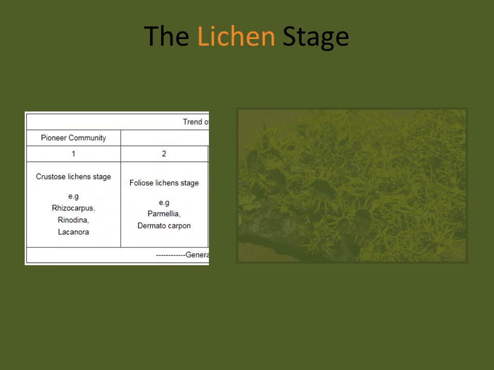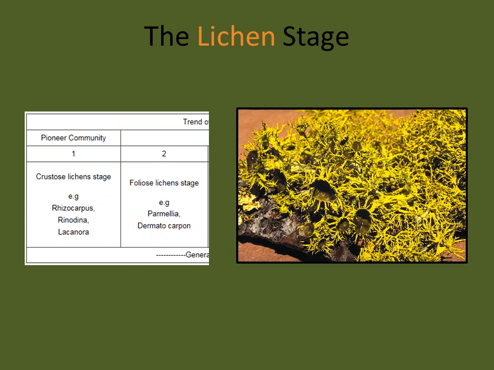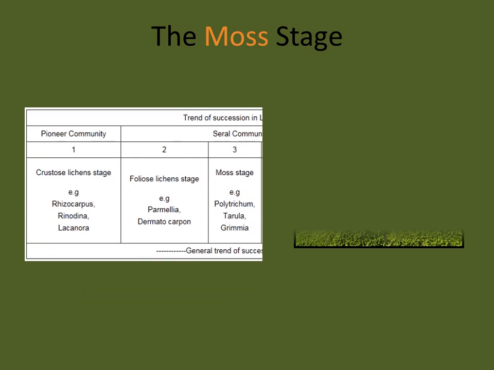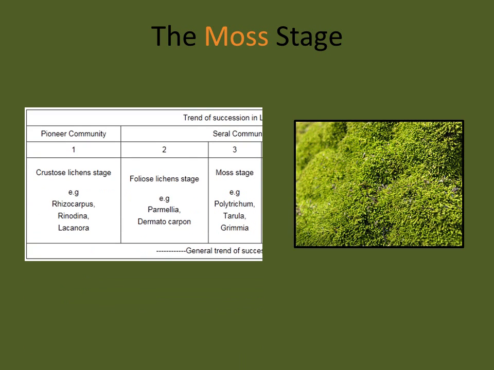The first stage of the process is known as the crustose or lichen stage. The lichen species, as a result of the accumulation of soil and humus over time, provide ideal conditions for the growth of mosses such as Polytrichum and Grimmia. Over a period of time, collection of more soil and organic matter favors the growth of moisture-loving mosses like Hypnum.